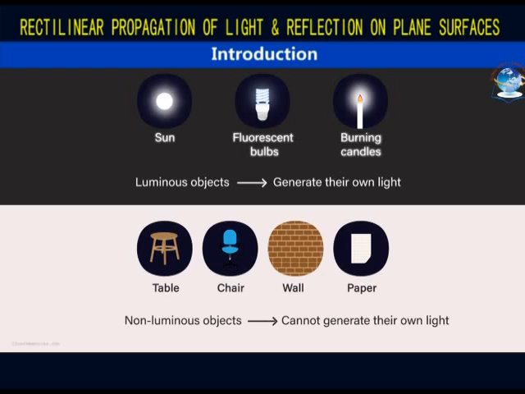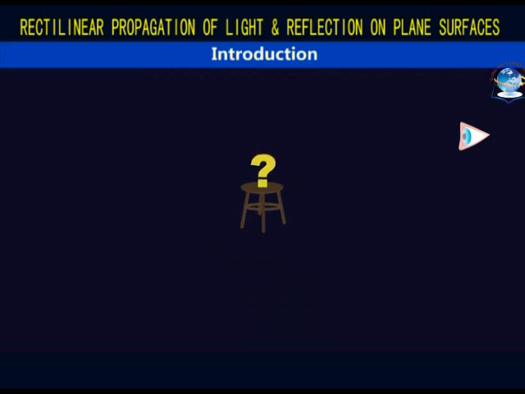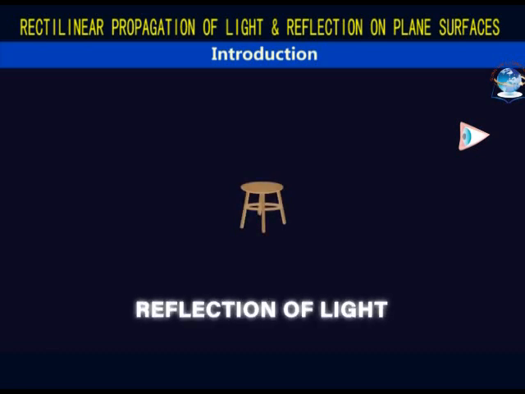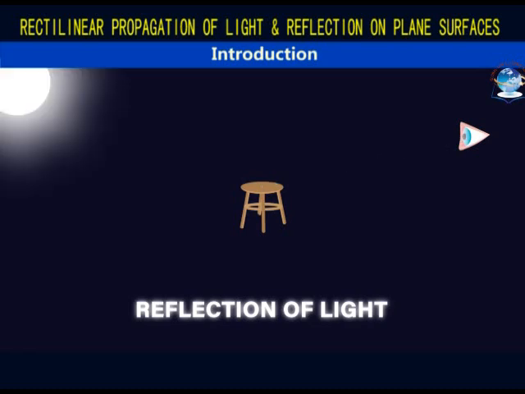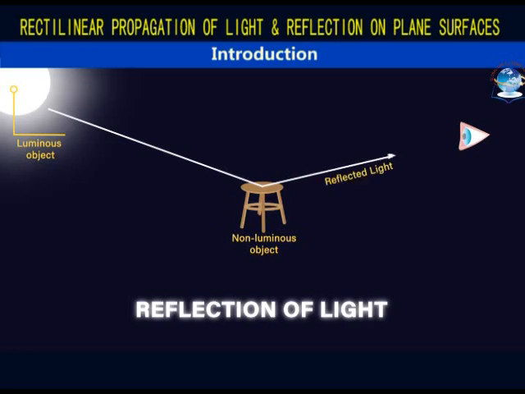If then we see objects because of the light coming from them, how do we see the non-luminous objects? We are able to see them because of reflection of light. These objects reflect light to our eyes. We are able to see the non-luminous objects because they reflect the light of luminous objects falling on their surfaces. So, light from luminous objects falls on the surface of the non-luminous objects, and these objects then reflect this light, which travels to our eyes.